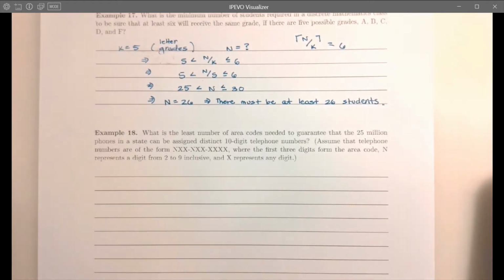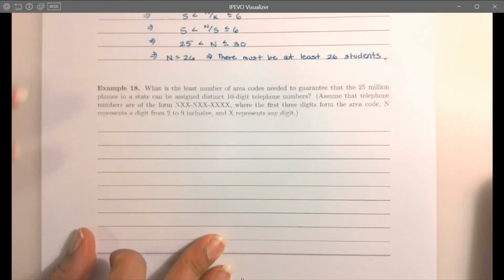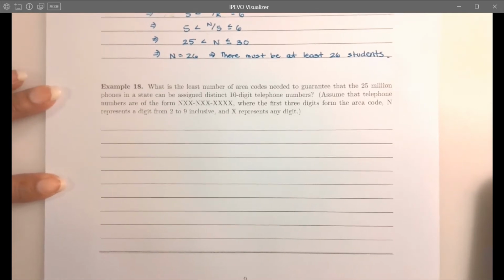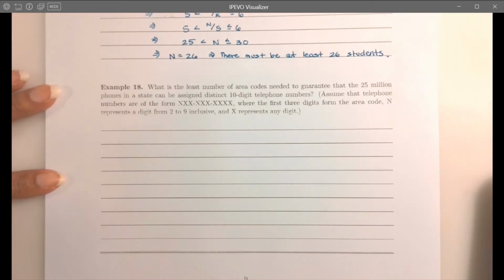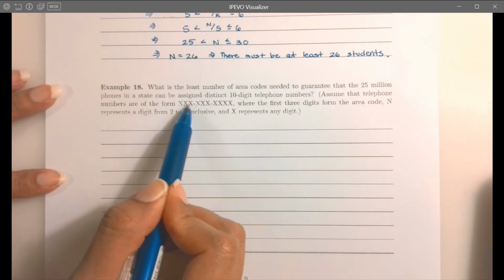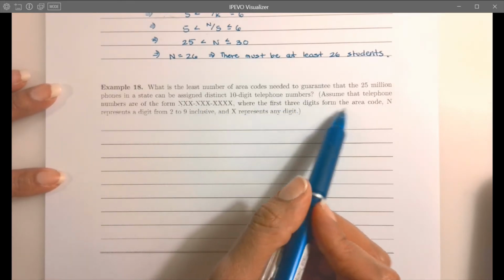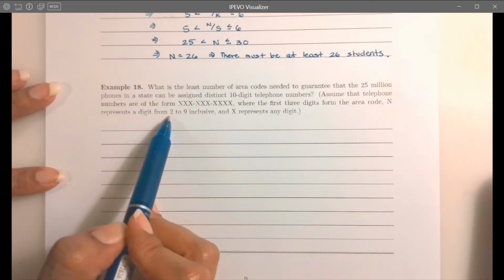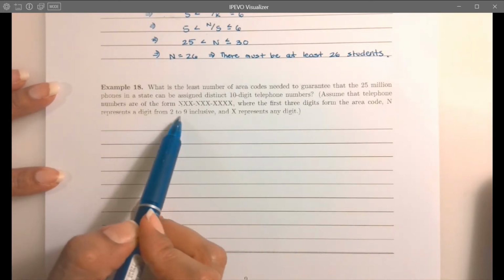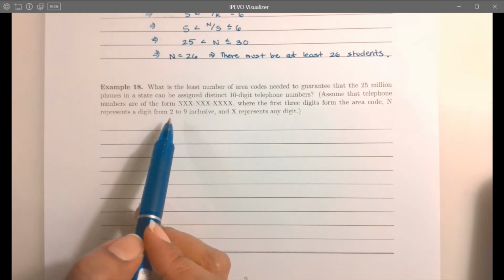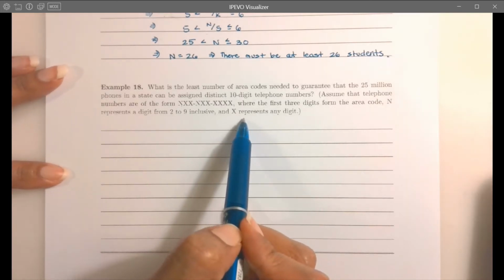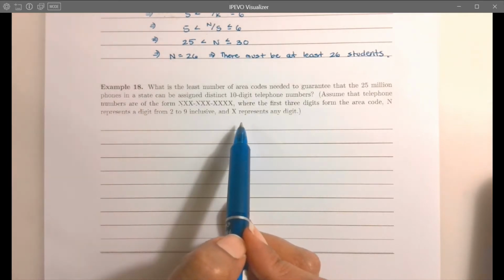Okay, and last example, example 18. What is the least number of area codes that are needed to guarantee that the 25 million phones in a state can be assigned a distinct 10-digit telephone number? And we're going to assume that the telephone numbers are of the form NXX-NXX-XXXX, where the first 3 digits form the area code. N represents a digit in the range of 2 to 9 inclusive, so that means it could be 2, 3, all the way through 9. And X represents any digit, so 0, 1, all the way down to 9.